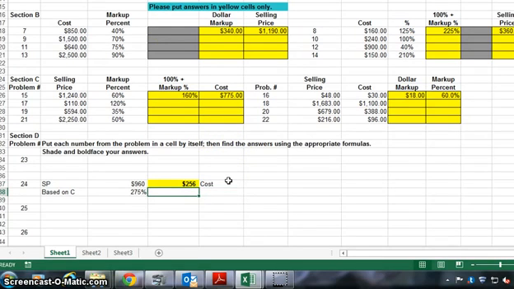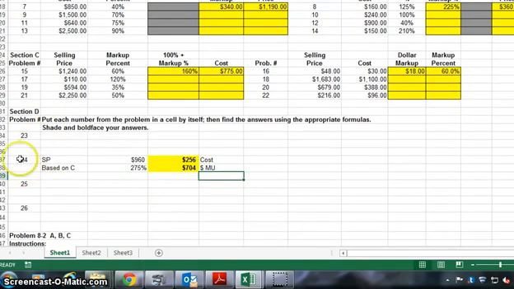Okay, they'd like to know one more thing, the dollar markup. So the dollar markup is the selling price minus the cost, and there is the dollar markup of 704. We use abbreviations in this chapter: $ sign for dollar, MU for markup, C for cost, SP for selling price, and so on. So that's how you do problem number 24. The rest of these are similar.